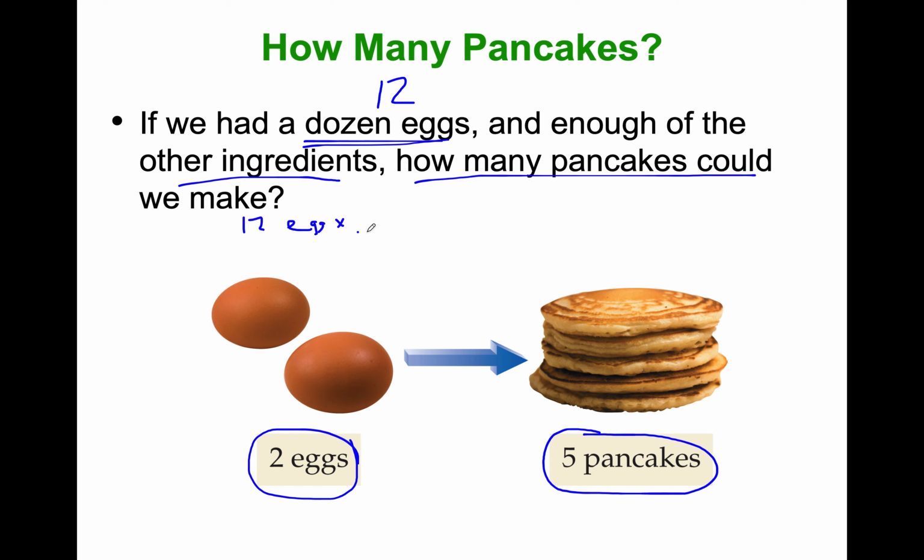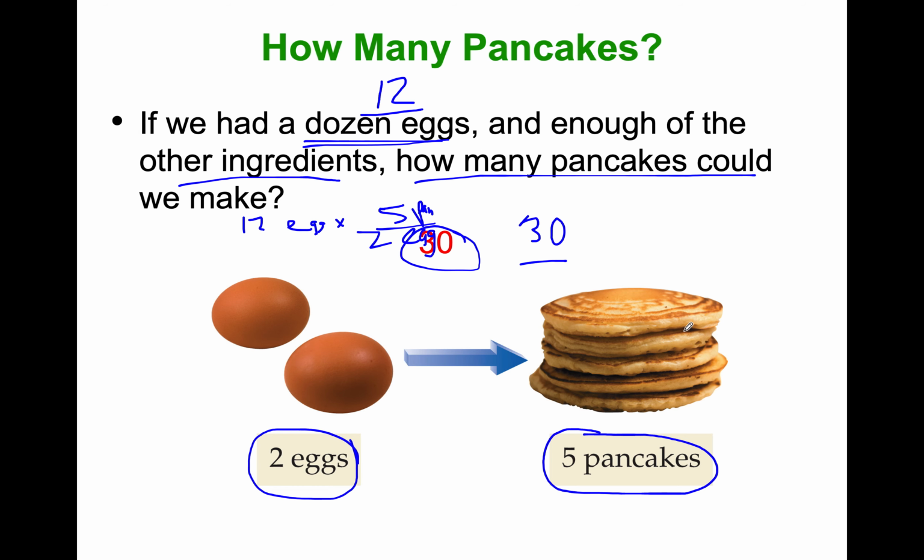Set up our ratio, 2 eggs, 5 pancakes. It's getting sloppy, and I think I'm going to run into the answer too. You can see, maybe you can't see, that can give you 30. So that would be 12 eggs times 5 pancakes over 2 eggs. That gives you a total of 30 pancakes. That's how much you can make if you had a dozen eggs and everything else that you needed.